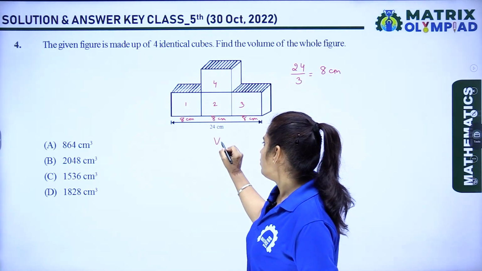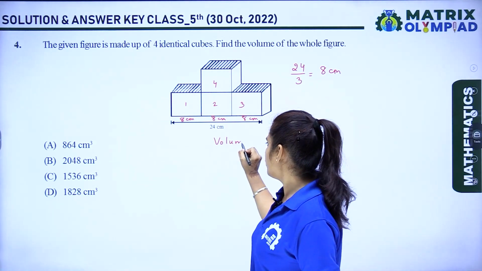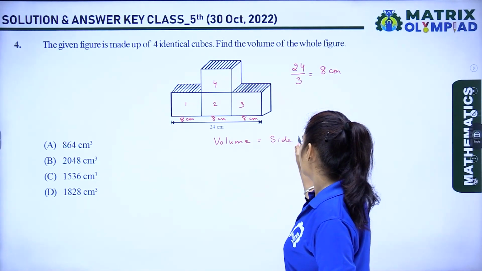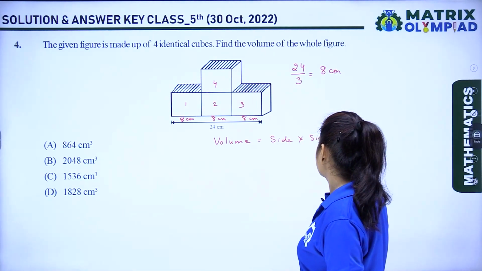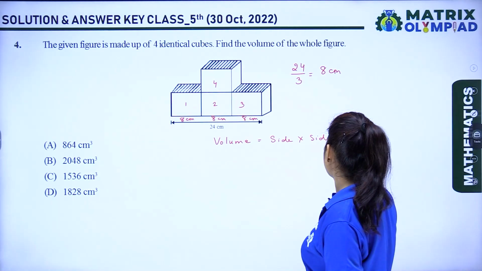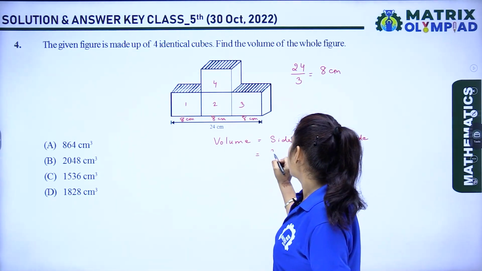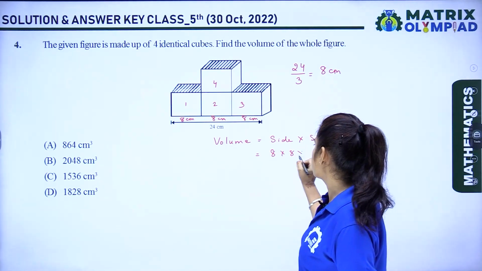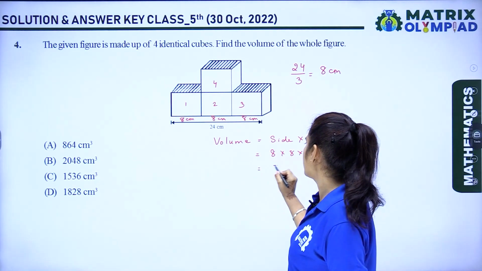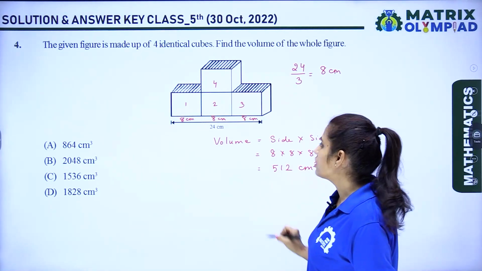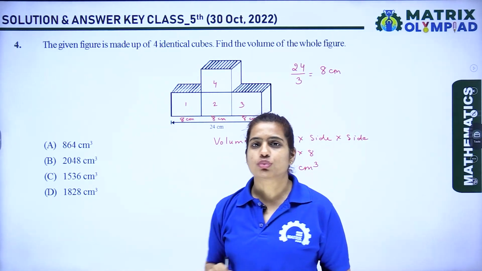This is the length of one side of the cube, and we know that a cube has all the sides equal. Now, what is the volume of a cube? Volume of a cube is side multiplied by side multiplied by side, or we can say side cube. So, here 8 multiplied by 8 multiplied by 8, we get 512 centimeter cube. This is the volume of one cube.